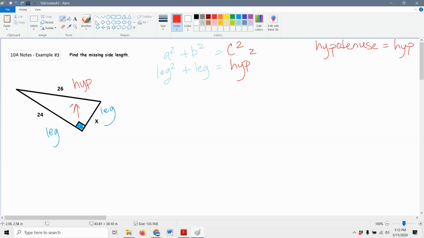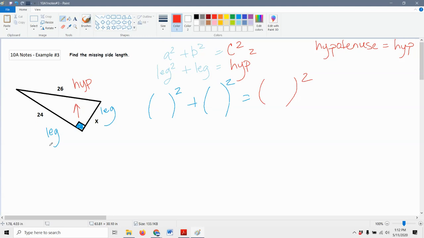Now we want to identify the missing side. It's really important because up until now, our x has gone here. It's been the hypotenuse that was missing. But in this example, it's a leg that's missing. So when we plug our numbers into our formula, which is leg squared plus leg squared equals hypotenuse squared, our x is one of our legs.